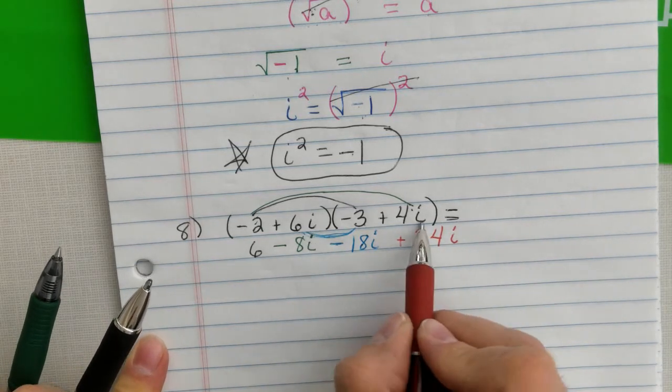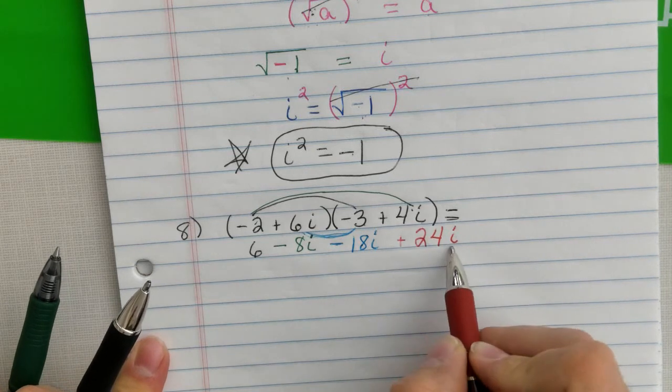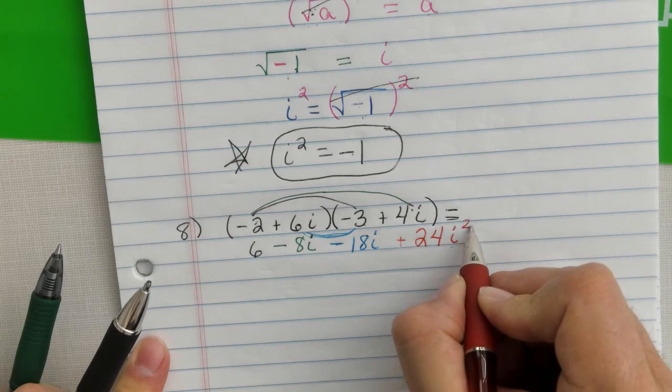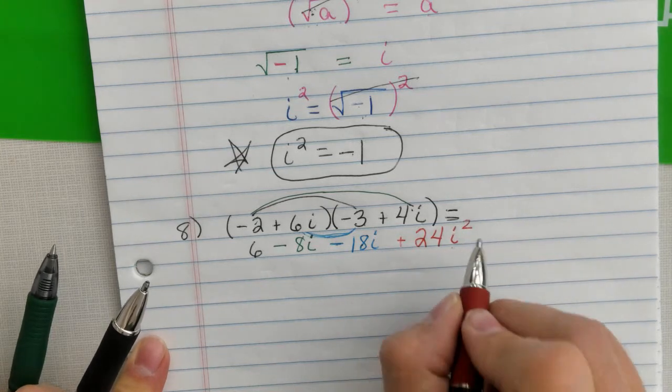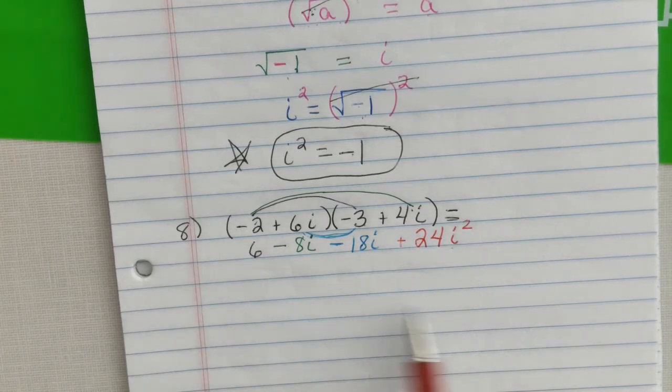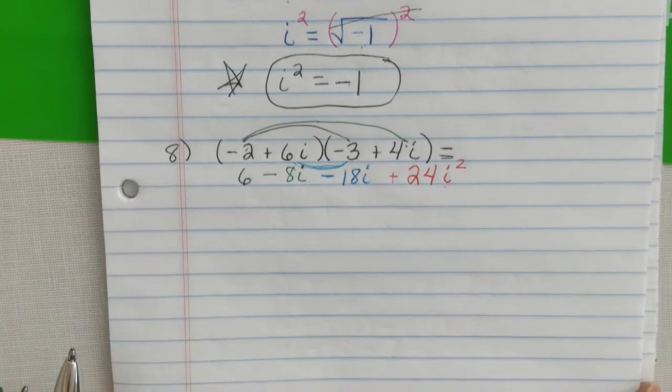I times I, I'm not just going to write an I here. What am I going to write? I squared. When you multiply I times I, that's when you get the I squared, and that's the first time the I squared has popped up. It pops up when you multiply.